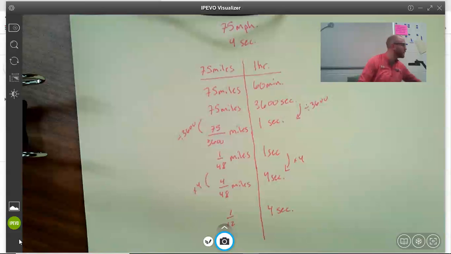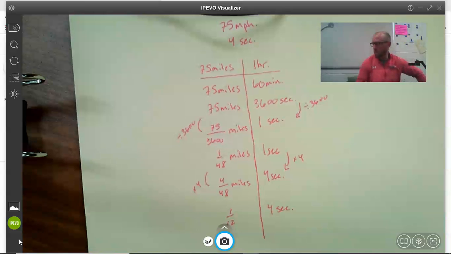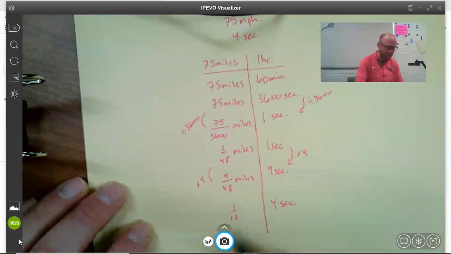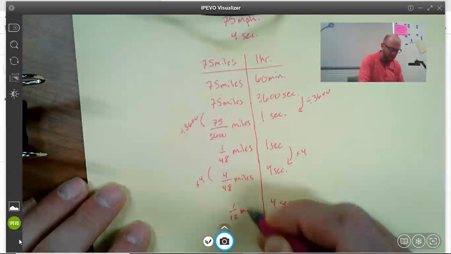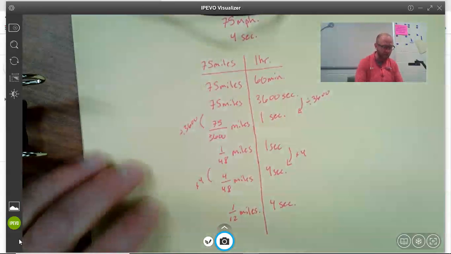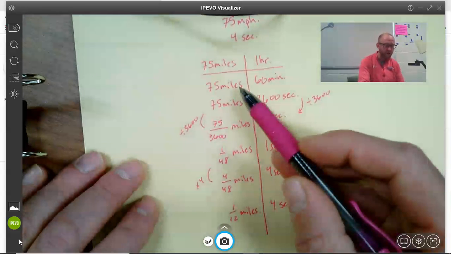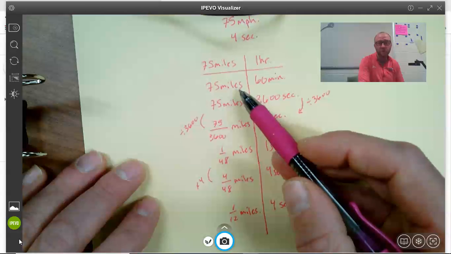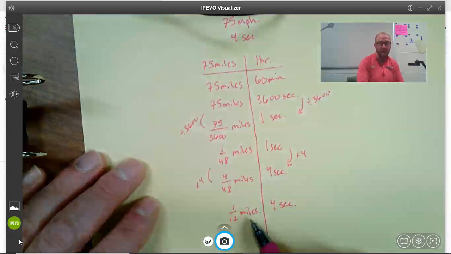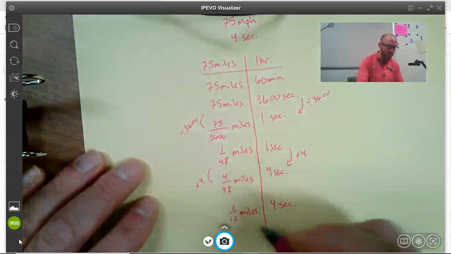So let's see. We want to know how many feet the car travels. So 1/12 of a mile. I forgot how many feet that is. Well, the easiest way to go about this is, I've got miles. Probably would have helped if I'd have changed this into feet originally. But if it were 75 miles and I wanted to change it into feet, I would multiply by 5,280 feet for every mile. So we take the number of miles and we'll multiply by 5,280.